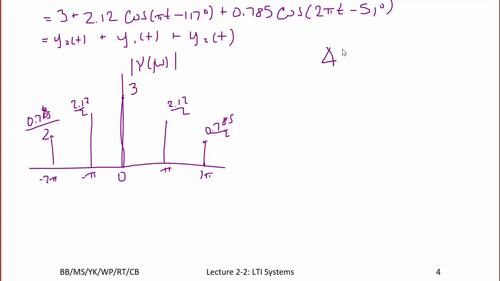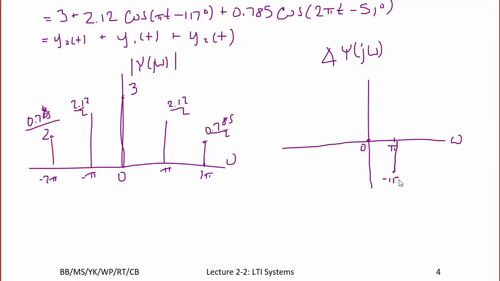So then for the angle of y of j omega, we are going to have at 0, 0 degrees, and at pi, we're going to have negative 117 degrees, and at 2 pi, negative 51 degrees. At negative pi, we're going to have a value of 117 degrees. And at negative 2 pi, we'll have a value of positive 51 degrees.